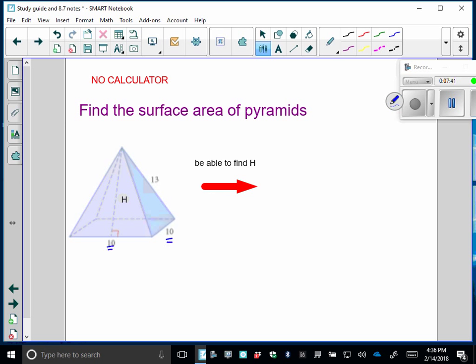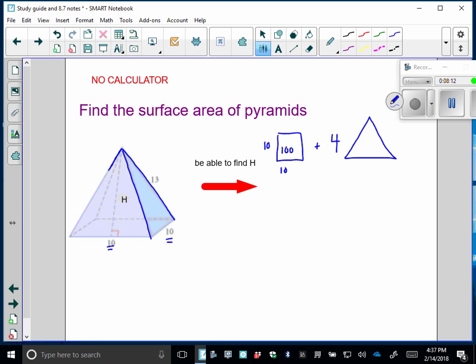So we need to figure out the area of the square, which is easy. 10 by 10 is 100. But then we need to figure out the area of the triangles and multiply that by 4. And since the base is a square, all 4 triangles are congruent. So the 13 correlates to this edge length, and all of the edges are the same.